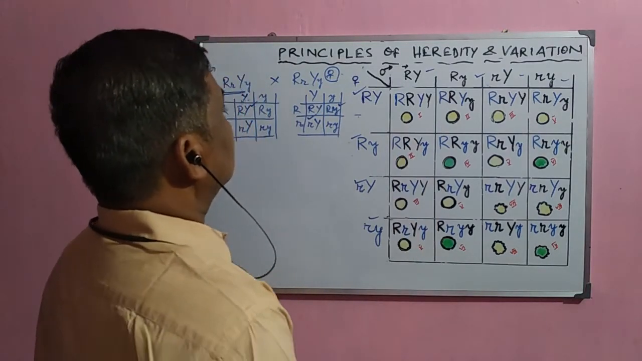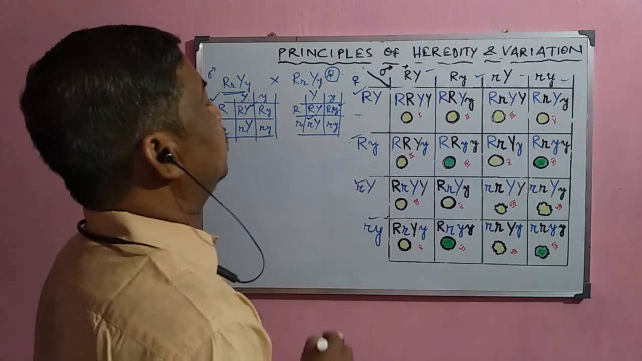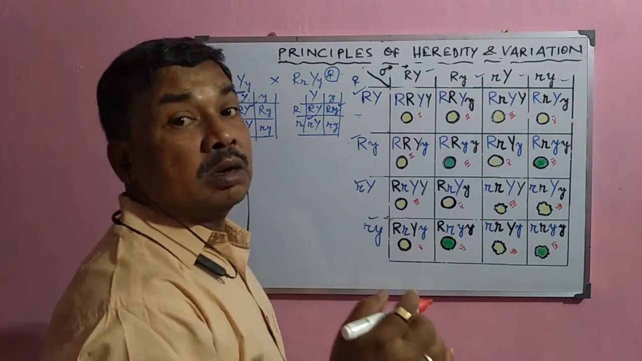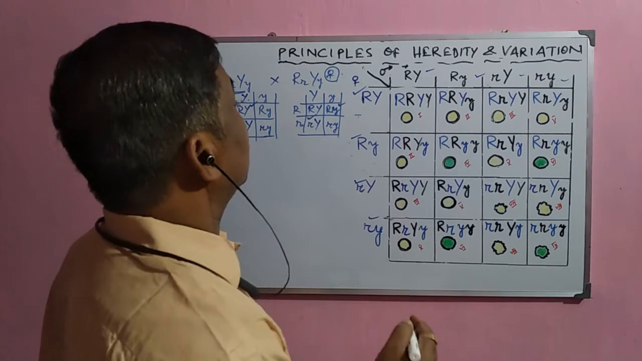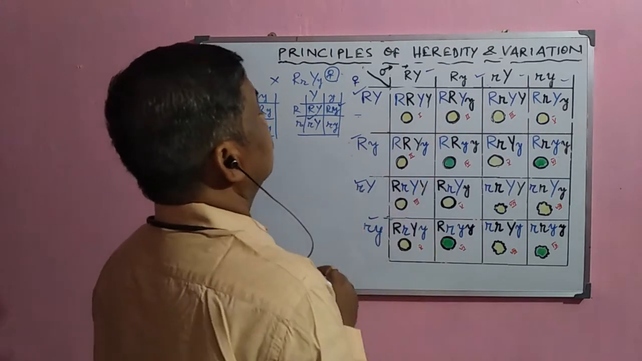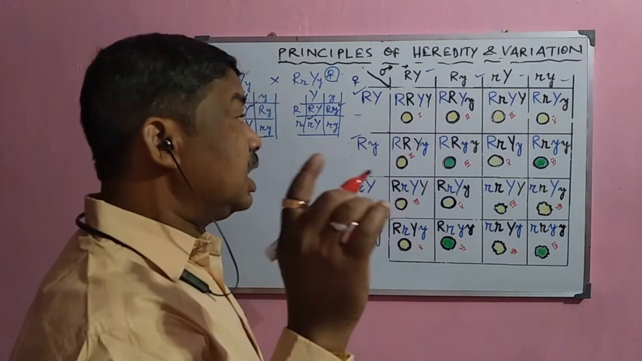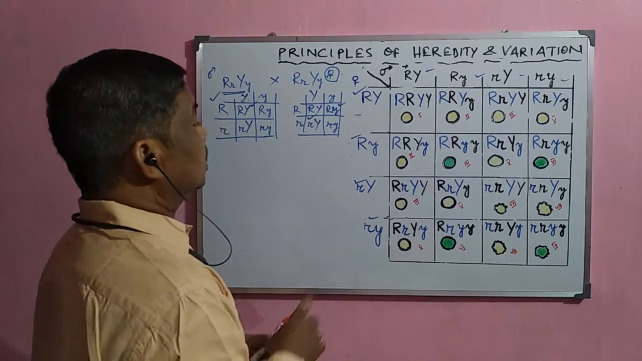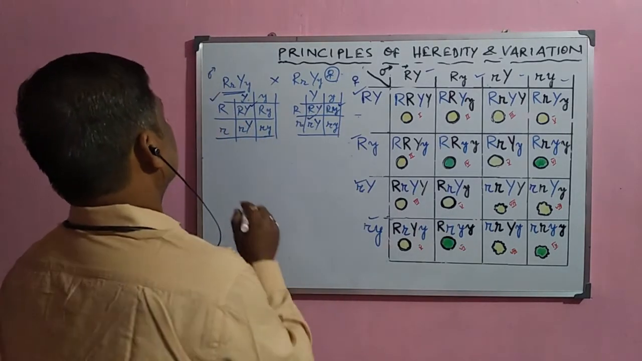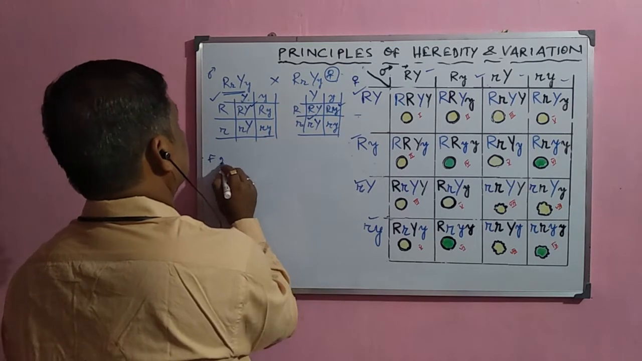Now, when these male gametes and the female gametes fuse here, then by permutation combination and the probability, new characters form in the F2 generation. Now this generation which is formed here is called the F2 generation.